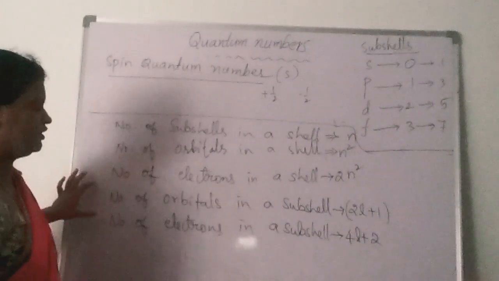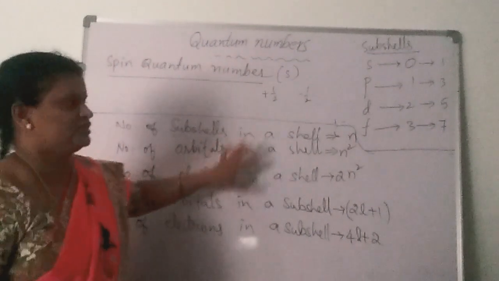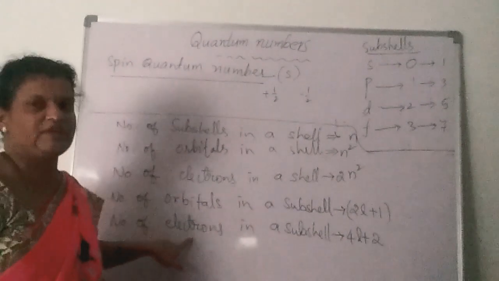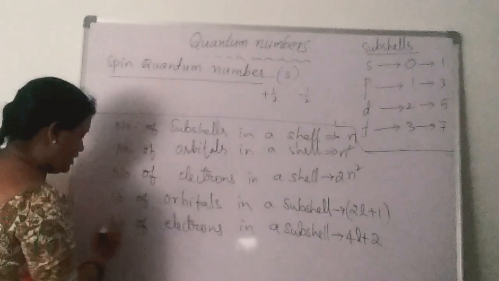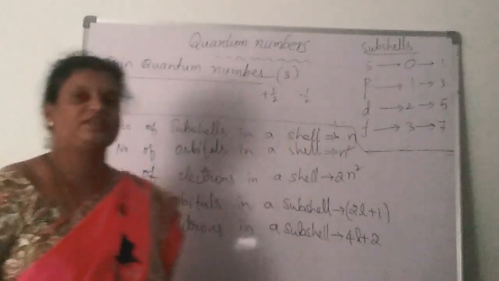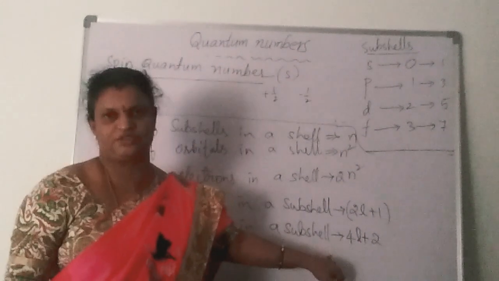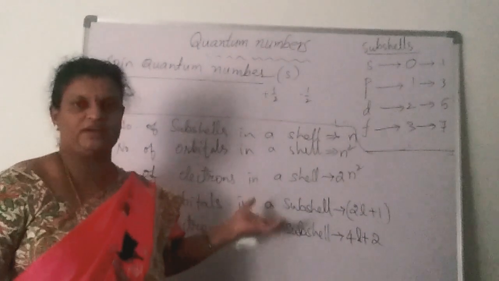So these are some of the formulas. Based on this, we can write easily. Whenever we are talking about electrons here, we have to say it is not the number of electrons actually, but the maximum number of electrons accommodated in a shell, or the maximum number of electrons accommodated in a subshell. Anyway, the maximum number of electrons accommodated in an orbital, we already know, is 2.